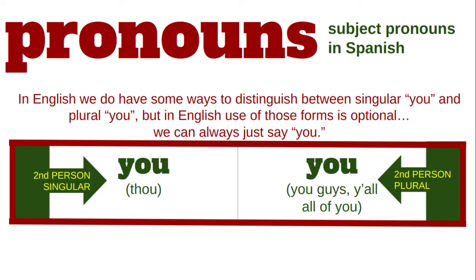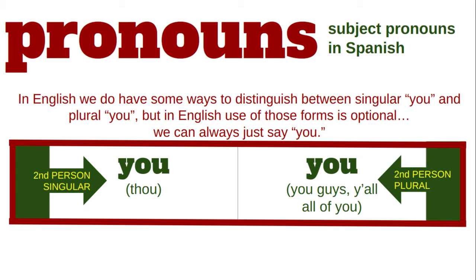So I said we'd get back to talking about you, and we're going to do that right now. In English, the singular and plural forms for second person are the same. They're both you. But there are a few other ways that we can distinguish between singular and plural you in English. In older forms of English, there actually were two different forms.